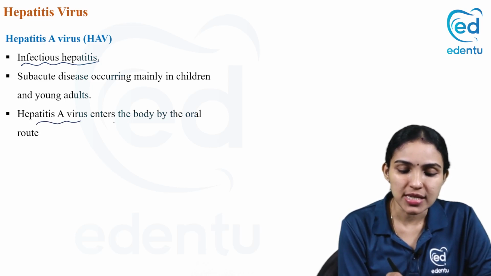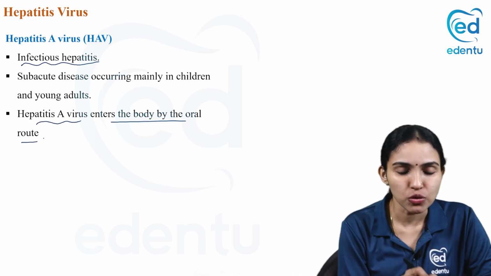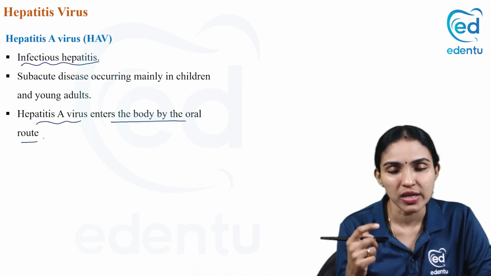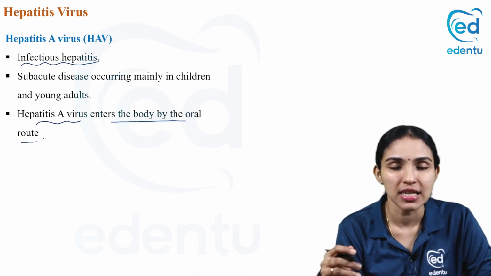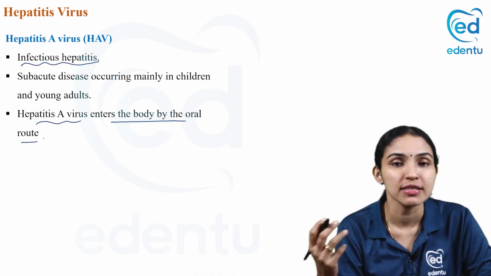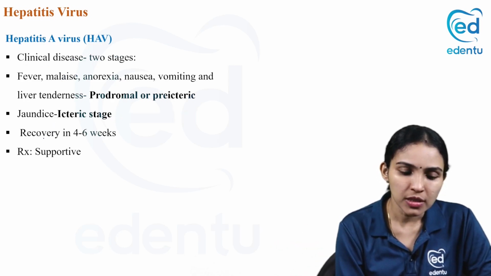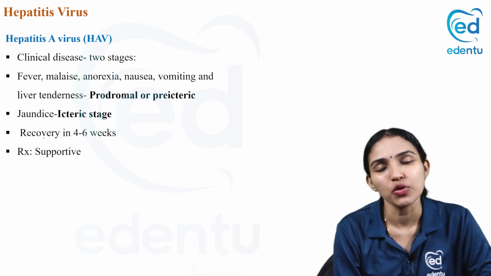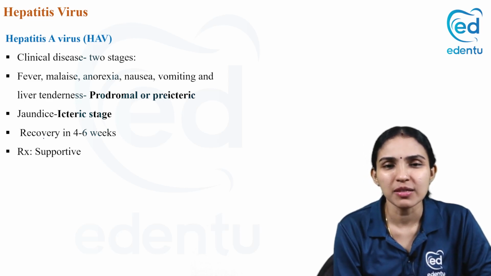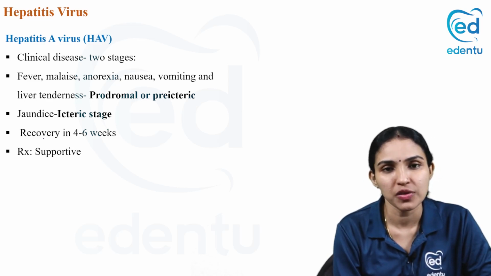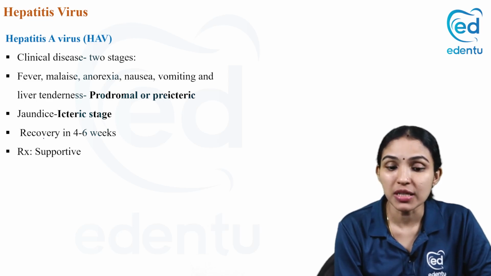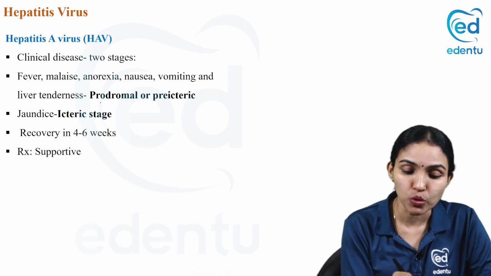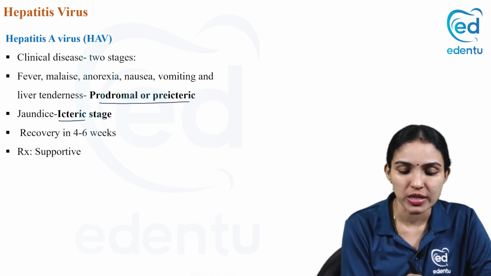Hepatitis A virus enters the body by the oral route. I told you it's fecal-oral route because this virus is excreted in the feces and it can contaminate food and water, and it enters by the oral route. There are two stages for hepatitis A, like how we have seen for hepatitis B. We had a pre-icteric phase, an icteric phase, and a convalescent phase. Similarly, this one also has got a prodromal or a pre-icteric phase and also an icteric stage.